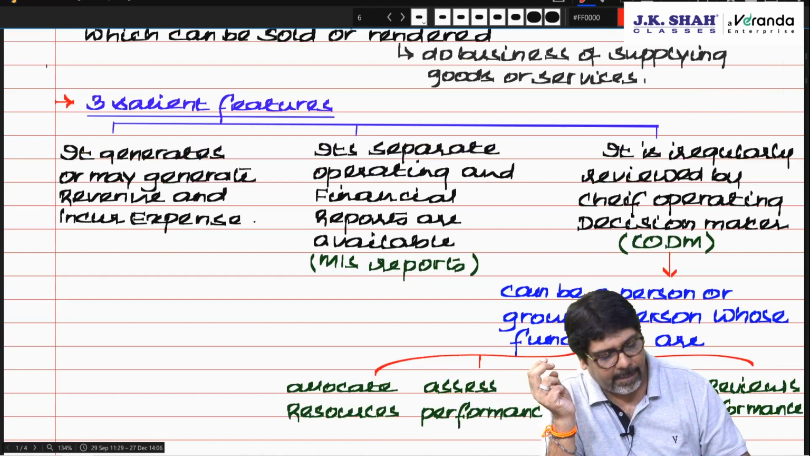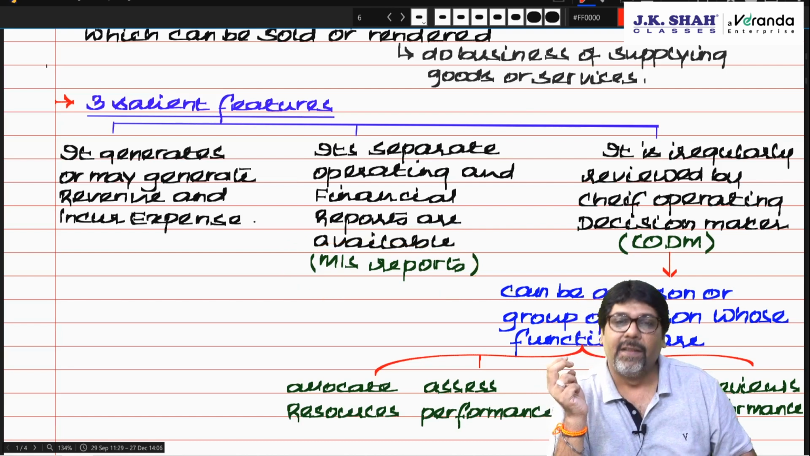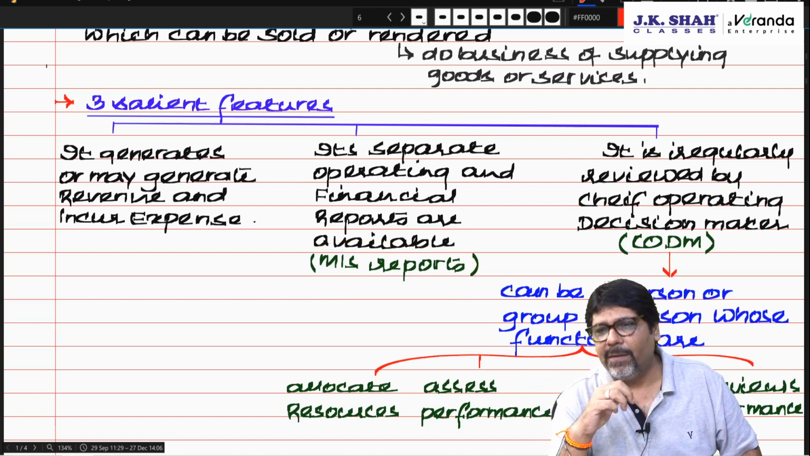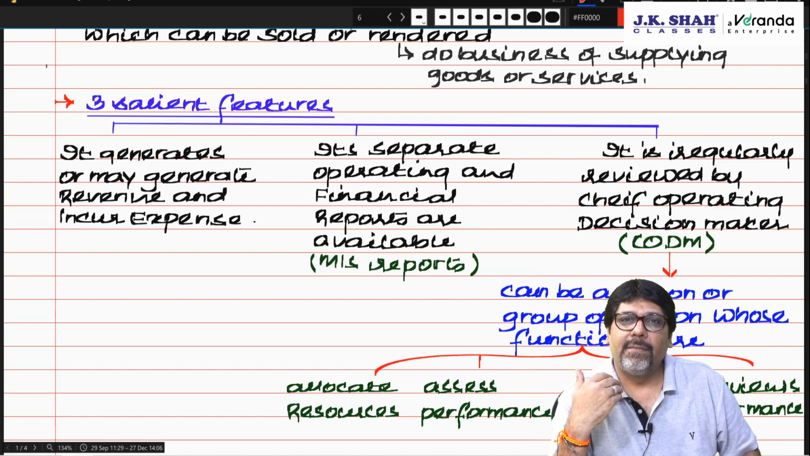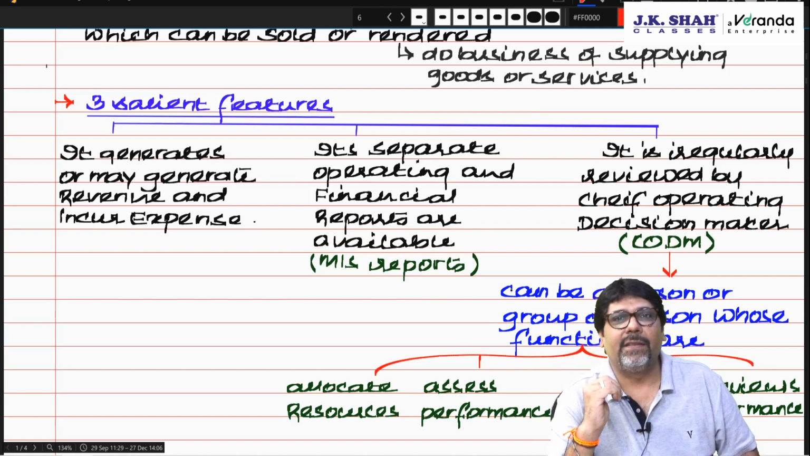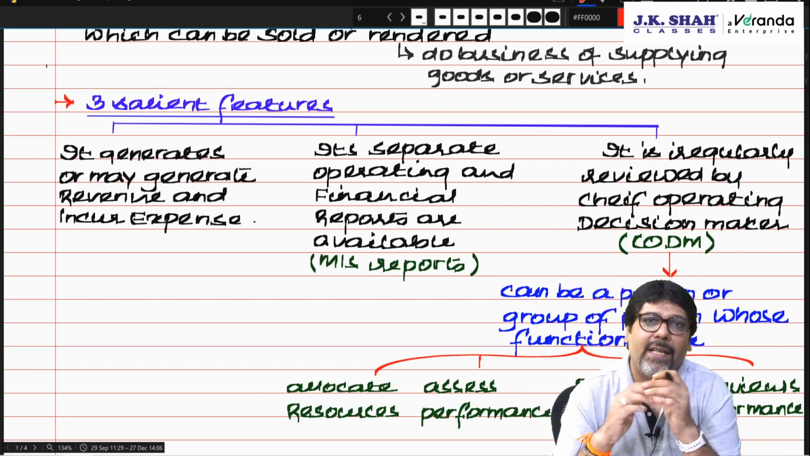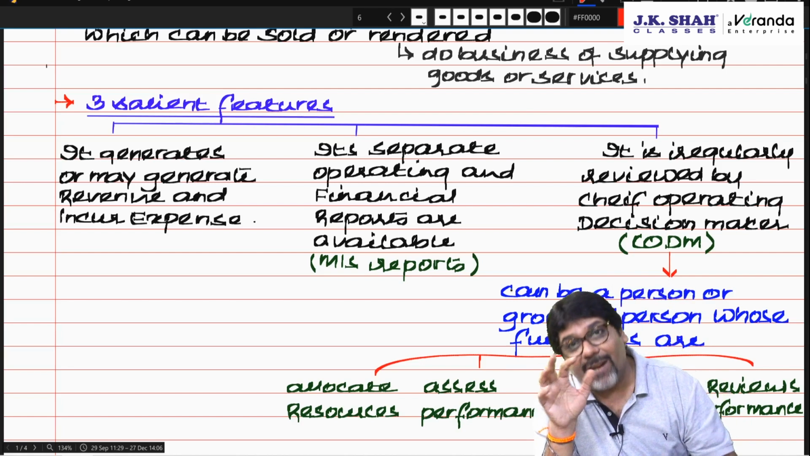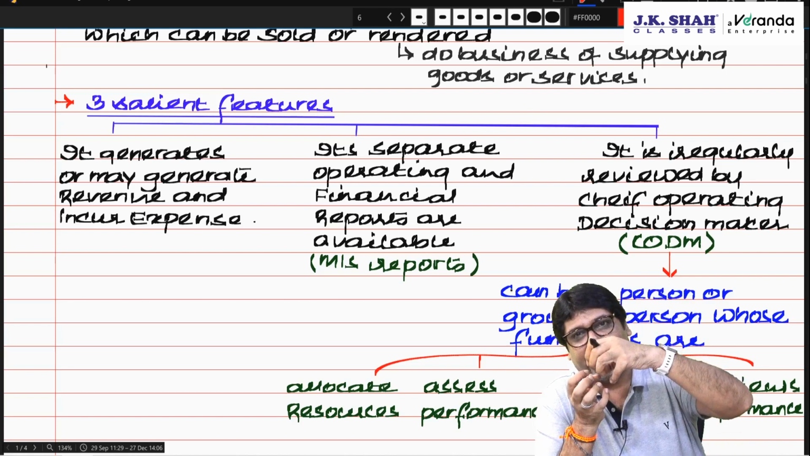It generates or may generate revenue. Its separate operating and financial reports are available through MIS reports. That means every department will have a selling pattern. Every department would have a separate selling pattern, purchasing pattern, their offers, and what kind of production line they are in. Every department is a separate business unit, and that business unit has a head.